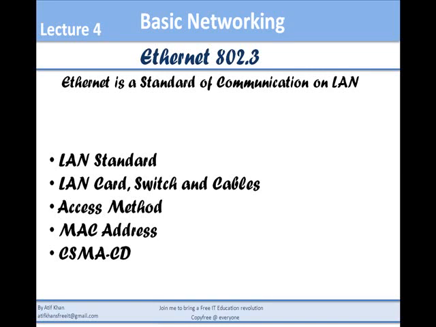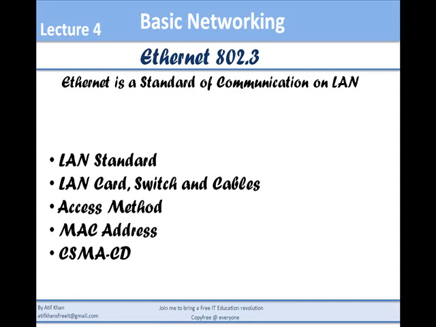Access method is the way, as the name defines itself, that it's a method of how you will access something. Here we are talking about Ethernet. So the access method in Ethernet is the way a LAN card, a local area network card, accesses the media, accesses the cable, accesses the network. So the access method is how an Ethernet LAN card, an Ethernet device, can access the network or media.